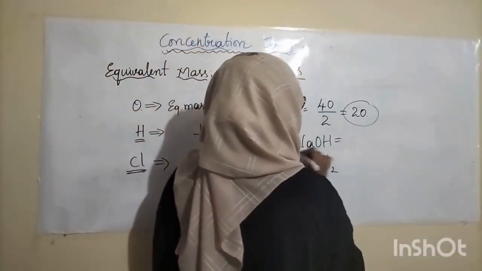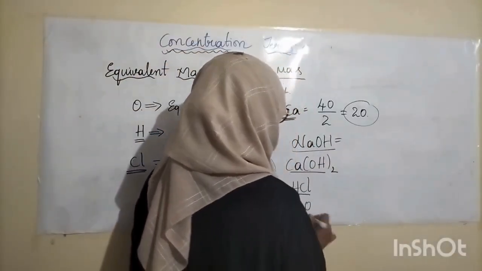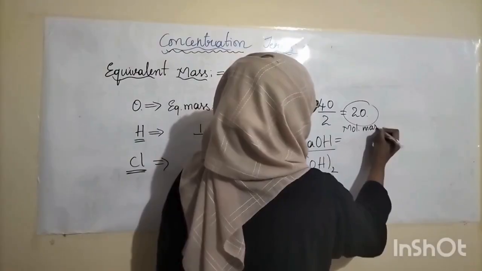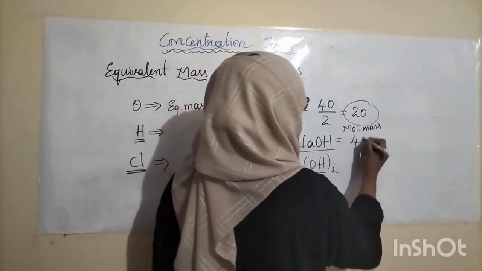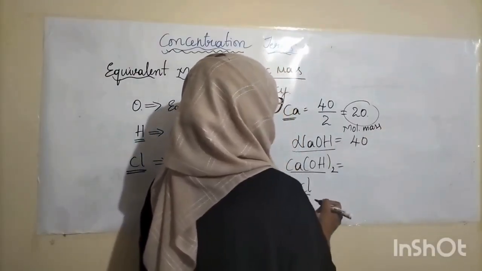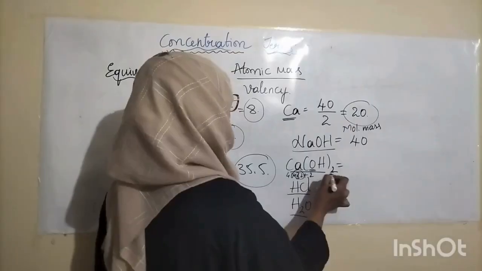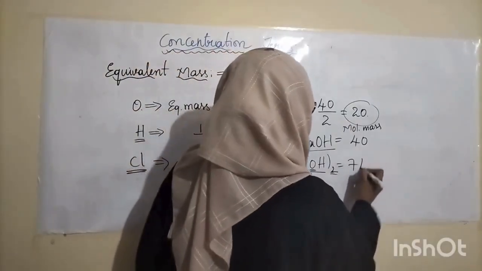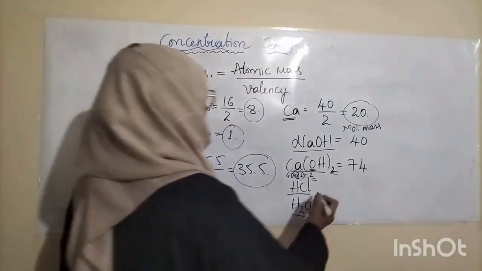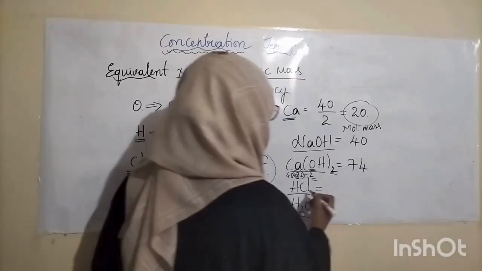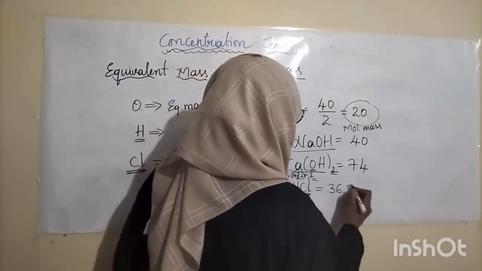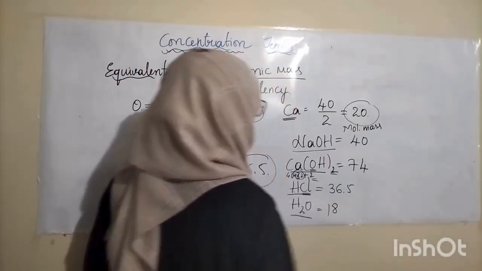Now, you have to be aware of the molecular masses. Let me write the molecular masses first here. The molecular mass of NaOH is 40. The molecular mass of calcium hydroxide, with 2 atoms of oxygen and 2 atoms of hydrogen, comes up to 74. And what's the molecular mass of HCl? It is 35.5 plus 1, it is 36.5, and you know for water it is 18.